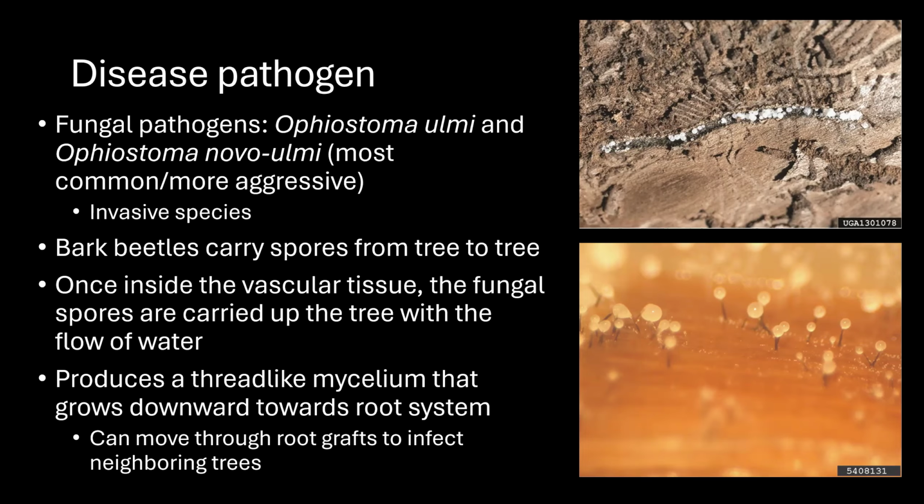So if you have, say, a whole grove of American elms and one elm succumbs to this disease, then unfortunately it's probably only a matter of time before the rest do. So again, that is why Dutch elm disease is incredibly destructive.